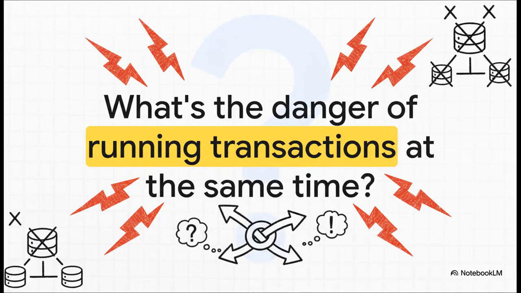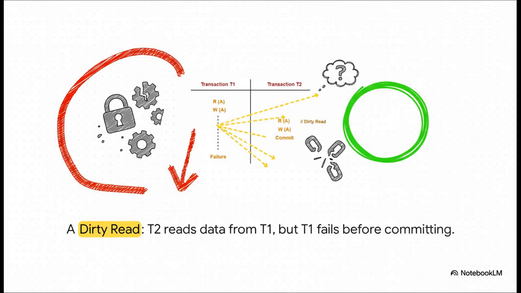So what's the big deal? What actually happens when we just let these transactions run wild and interleave their steps without any rules? What kind of problems can pop up? Well, here's a perfect example. It's called a dirty read.